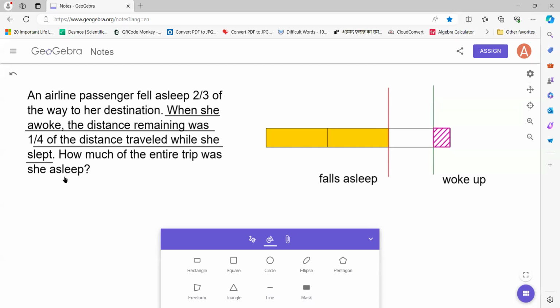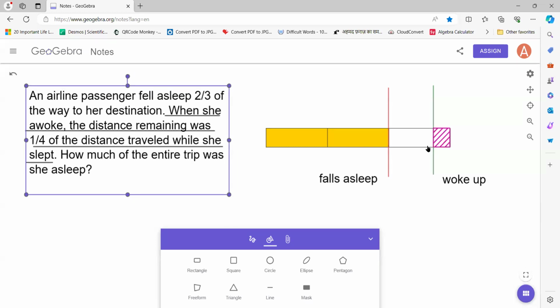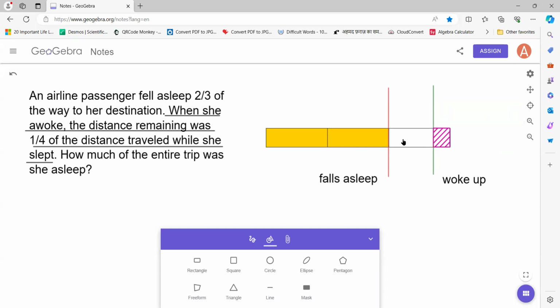How do we interpret this line? Let's read it again. When she awoke, the distance remaining was one-quarter of the distance traveled while she slept. She slept during this distance, or time. She woke up at this point and she remained awake right here. So this part of the question says, the pink part must be one-fourth of the white part. And you really want to get that. Pink part must be one-fourth of the white part.